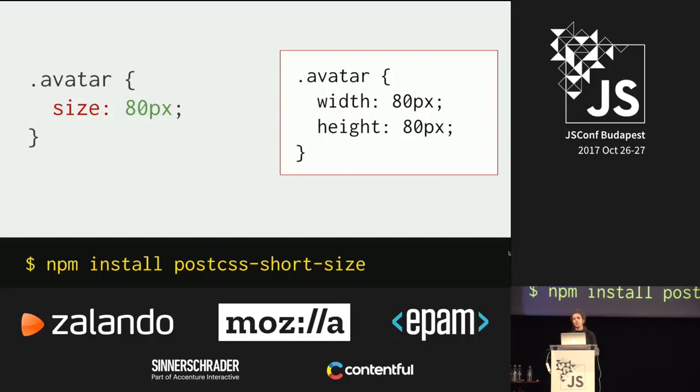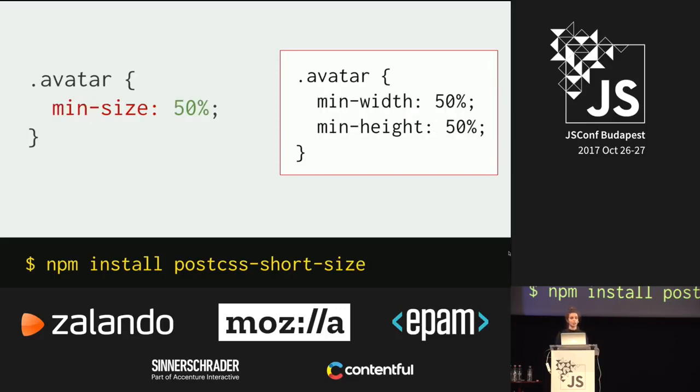And you can have more logic than just having a value. You can have a second value, a width and a height. You can have proportional values. And if you have a size, you can have a min size, and of course, a max size.